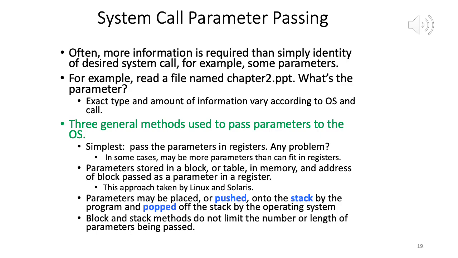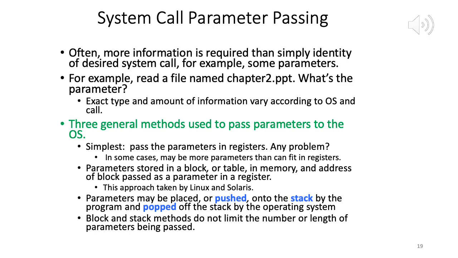Another option is that parameters are stored in a block or table in memory, and the address of that block is passed as a parameter in a register. So rather than passing the actual parameters in registers, you store all the parameters in a data structure, a block or a table, you store that table in memory, and you pass the starting address of that table in the register. The address is fixed, like 32-bit maybe, and this approach works well. This approach is taken by Linux and Solaris.